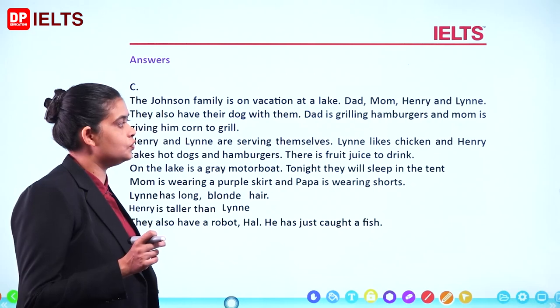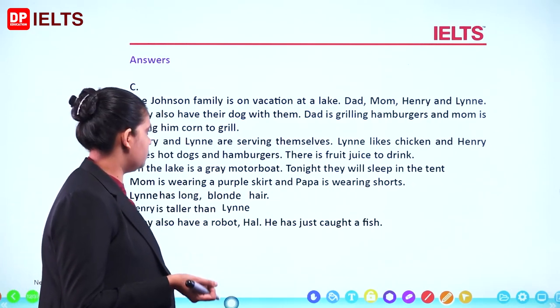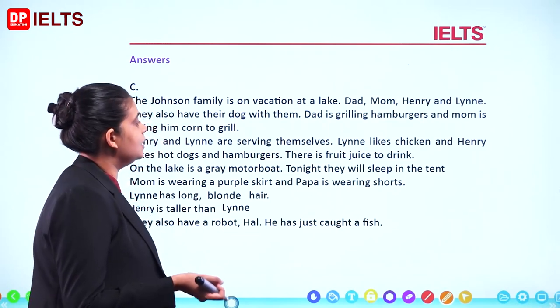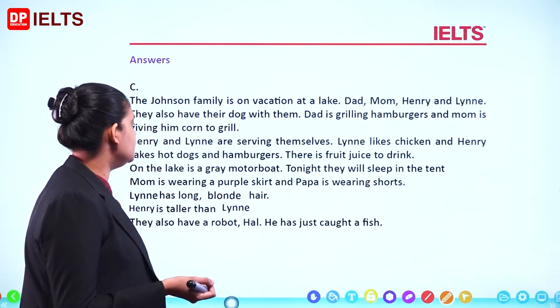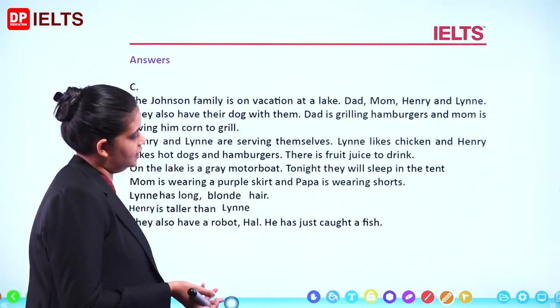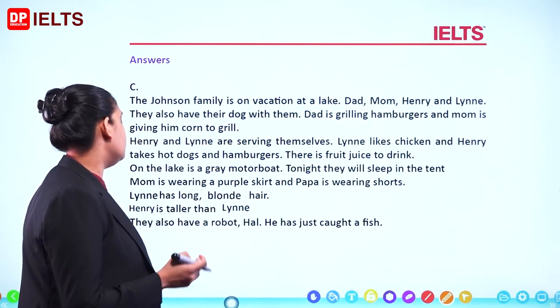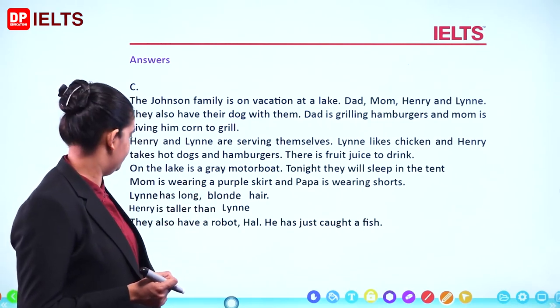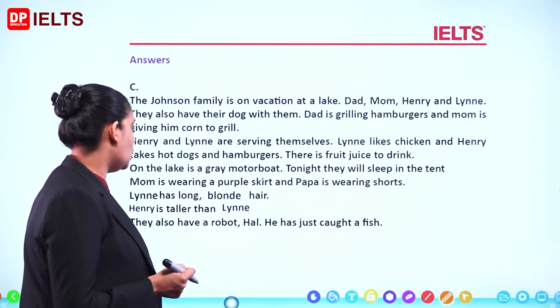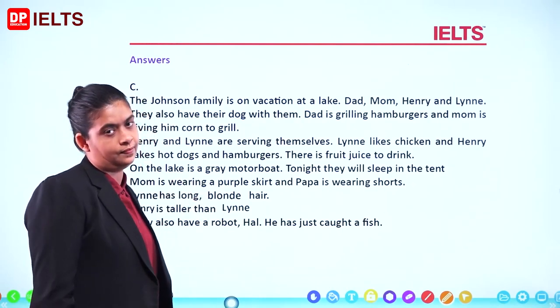There is fruit juice to drink. On the lake is a grey motorboat. Tonight they will sleep in the tent. Mum is wearing a purple skirt and Papa is wearing shorts, or you can say green shorts. Lynn has long blonde hair. Henry is taller than Lynn. They also have a robot, Hal. He has just caught a fish. Okay?